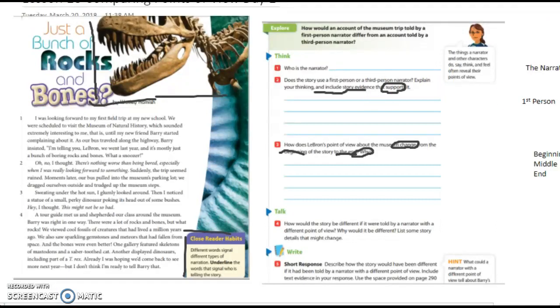Okay, so hopefully you found some keywords that tell us if it was first-person point of view. There are 1, 2, 3, 4, 5, 6, 7, 8, 9 clue words in paragraph 1, and those include I, my, we, me, our, I'm. So those are all clue words that tell us what type of story this is.